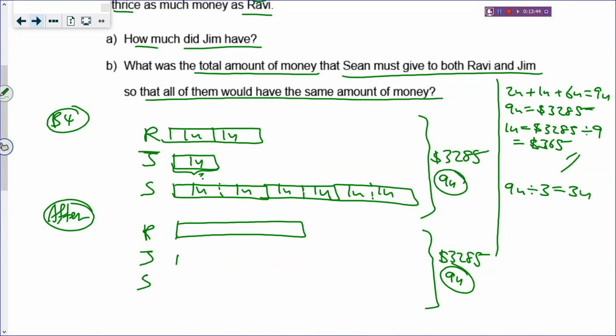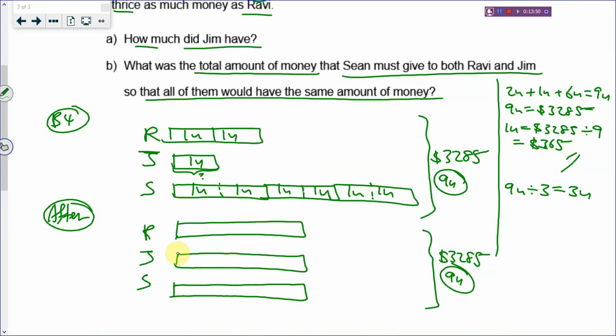Okay, let me just draw nicely. You can see that I'm using freehand. I'm not using any computer to work out or to draw the rectangles. So I'm using freehand, and that's what you'll be doing in the exams. So you'll be using your freehand or a ruler to draw. So everybody has 3 units.